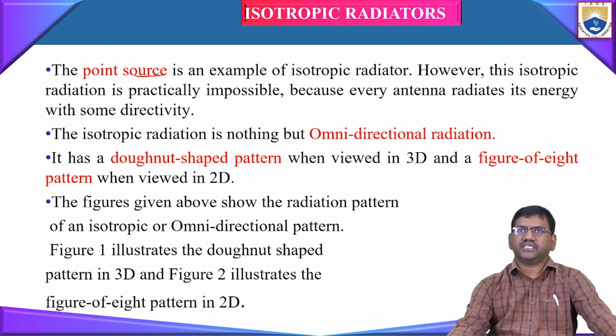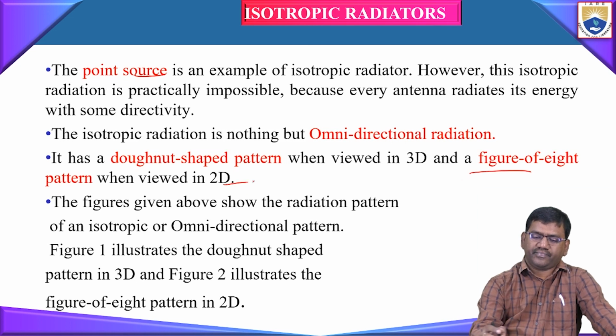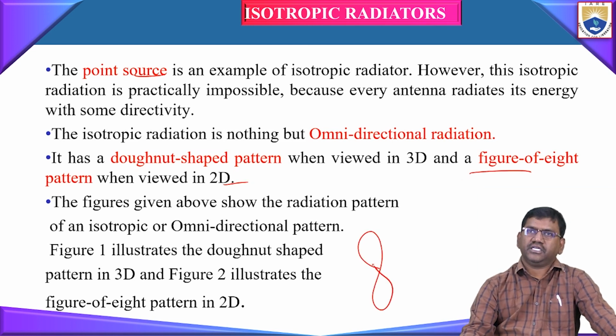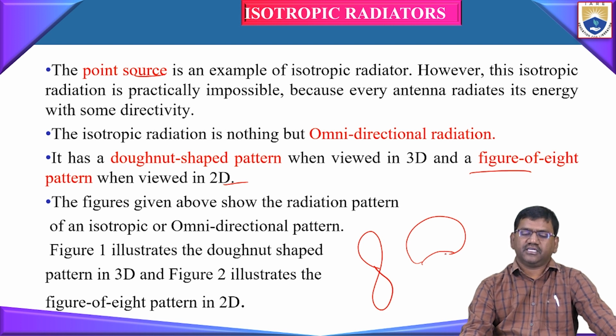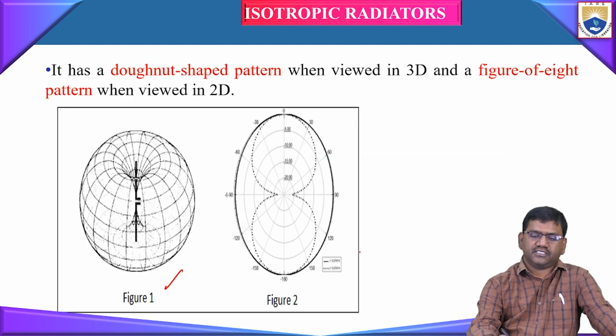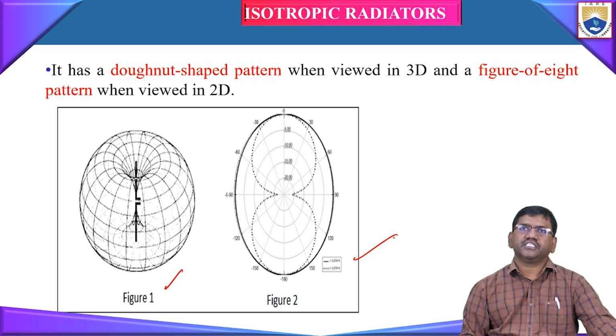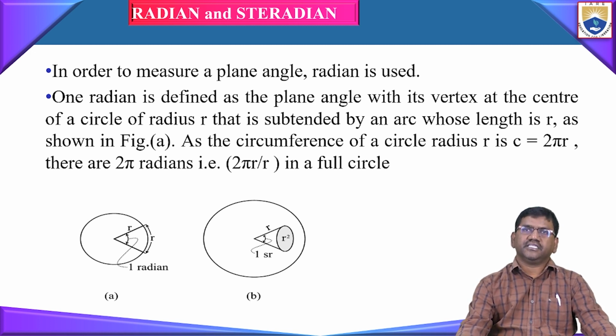We can represent the radiation pattern of an isotropic radiator in two-dimensional and three-dimensional representations. In 2D, it will be a figure of 8. In three-dimensional, the isotropic source radiation pattern will be doughnut shaped, like this. So this is the doughnut shape, and this is the two-dimensional representation of the radiation pattern. Now let us define two other important parameters of an antenna: radian and steradian.